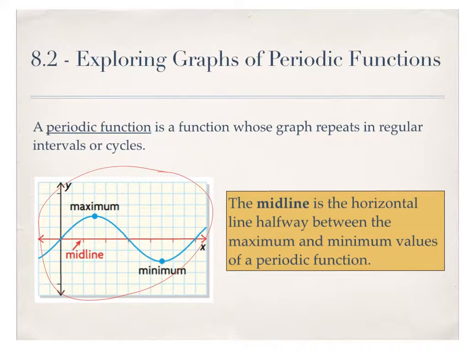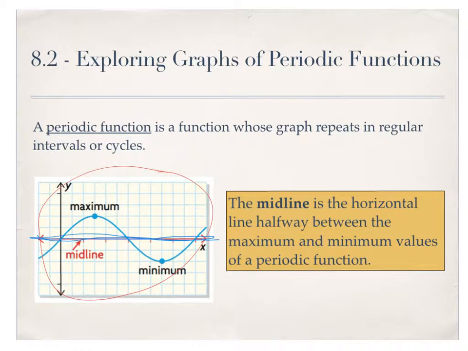Now, here's the first word you need to know, and you need to know all these words because you're going to be asked them on the test, and you're going to be asked to identify these characteristics of graphs. The first one we're looking at here is midline. That's the line halfway between the minimum and maximum values of a periodic function. You can see there, here the midline is the same as the x-axis, okay? That midline right there, I'm drawing on it, is just the same as the x-axis.